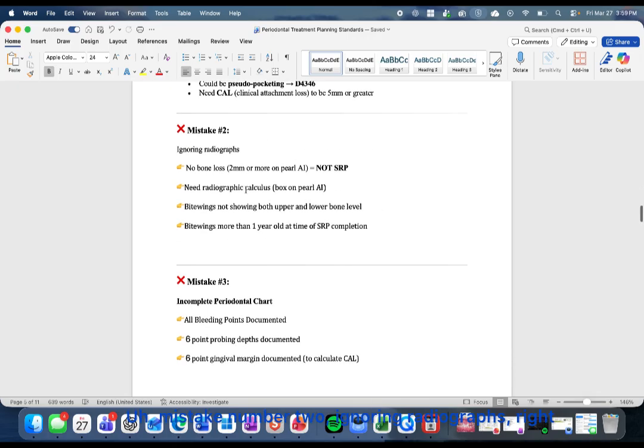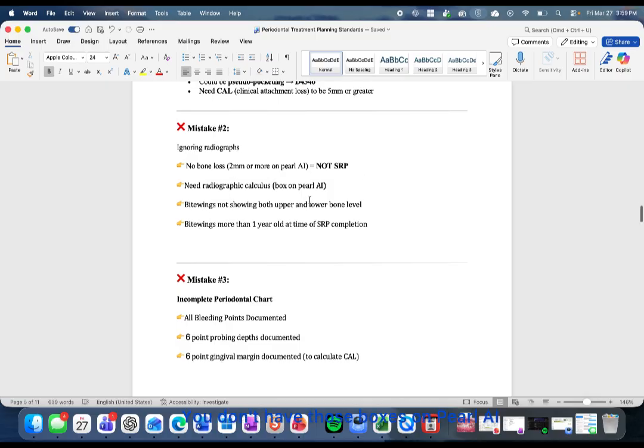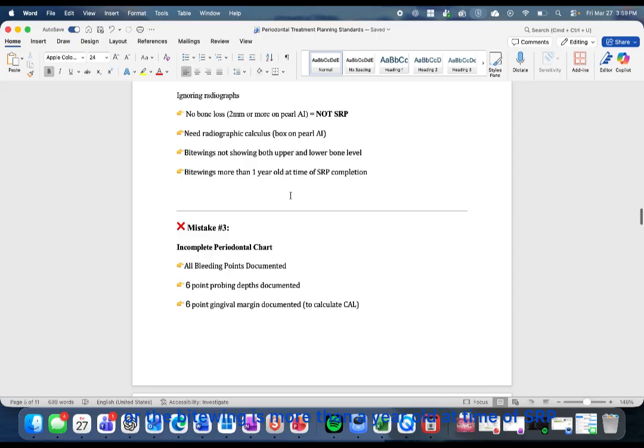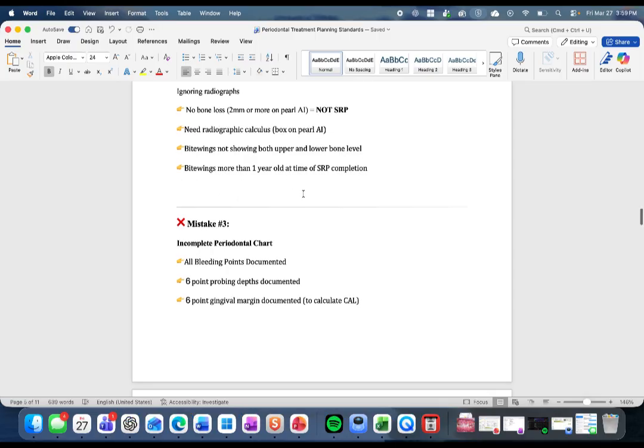Mistake number two, ignoring radiographs, right? So you don't have the 2 millimeters of bone loss on Pearl AI. You don't have any calculus. You don't have those boxes on Pearl AI. Your bite wing does not show the bone levels on both the upper and lower jaws, or the bite wing is more than a year old at time of SRP.